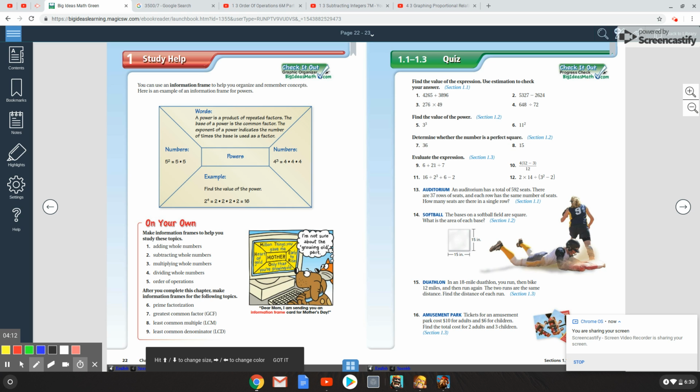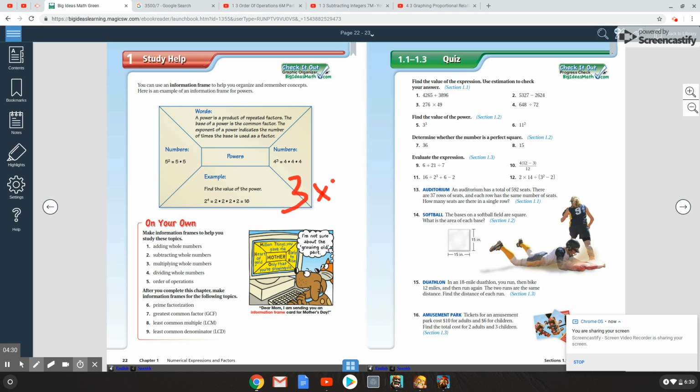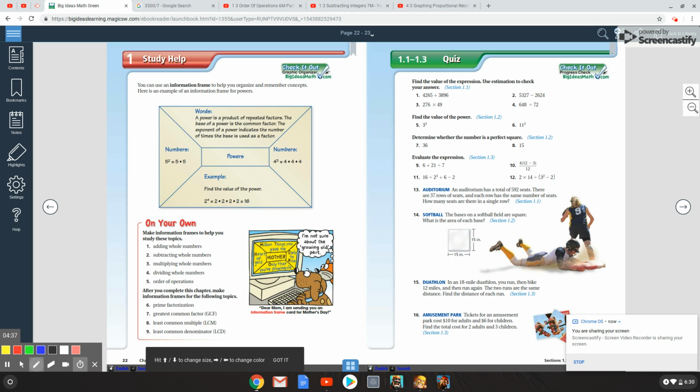Now we have our next set, which is find the value of the power. Also, at any point of time, I will do number 5, and you pause the video and do number 6. So number 5 is going to be 3 to the power of 3, which is 3 times 3 times 3. 3 times 3 is 9. 9 times 3 is 27. So our answer is 27. Now pause the video here to do number 6.